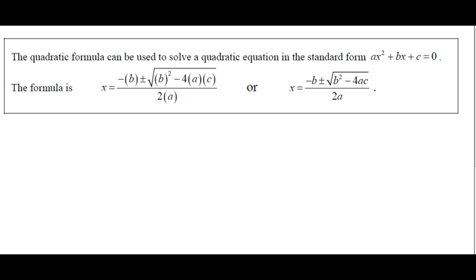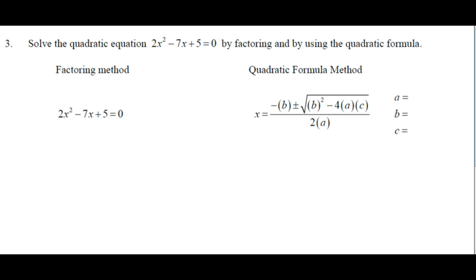So we now have the quadratic formula. There it is. We didn't even have to develop it. Solve the quadratic equation 2x squared minus 7x plus 5 equals 0 by factoring and using the quadratic formula. If it factors, you can factor it. Sometimes it does factor and you just don't see it. Don't waste 20 minutes. If you can't factor it, leave it and come back to it later.